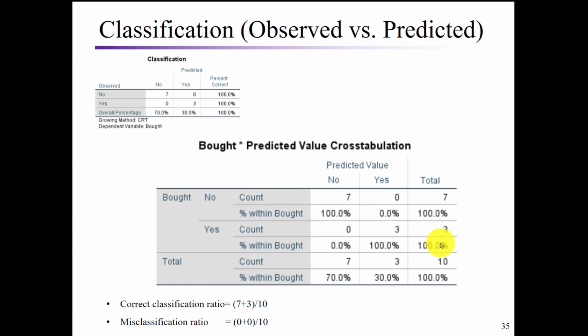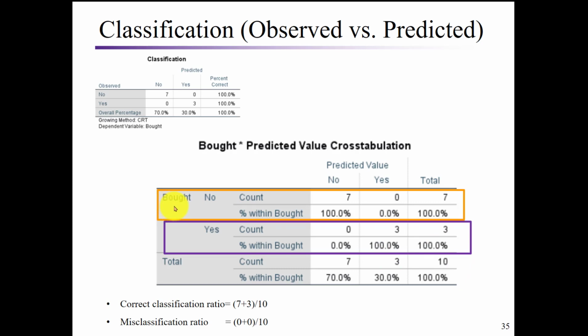As I did in other cross tabulations, we need to interpret the table row by row like this. But first, we check the total number of observations, 10, and actual no is 7. And out of these 7, according to the decision tree, because it is kind of an artificial data set, the predicted value no is 100%. That means the prediction is 100% correct.